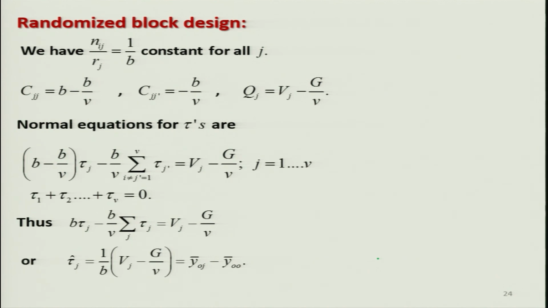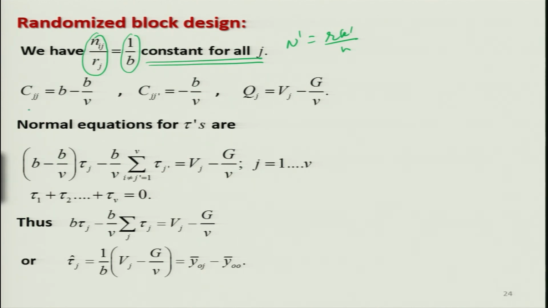Now, if you try to see the sufficient condition you have just observed, Nij upon Rj, what is this? This is simply 1 upon B, which is constant for all j. You can also check the condition that N transpose is equal to Rk transpose upon N, and you can find out that this is an orthogonal design, right.